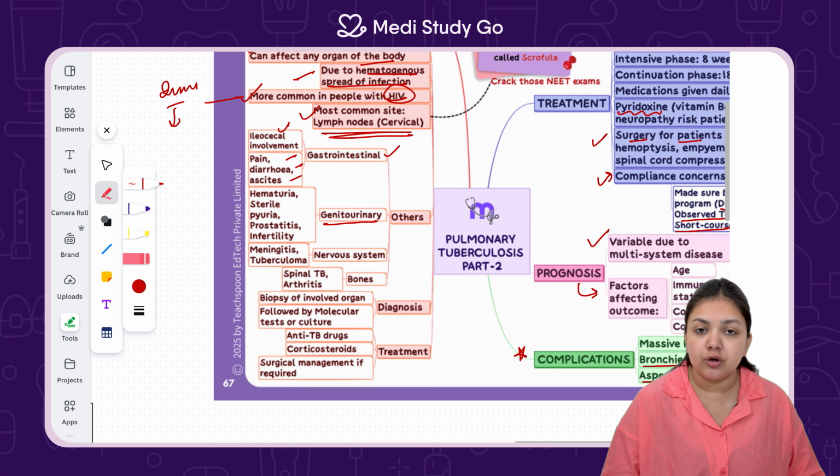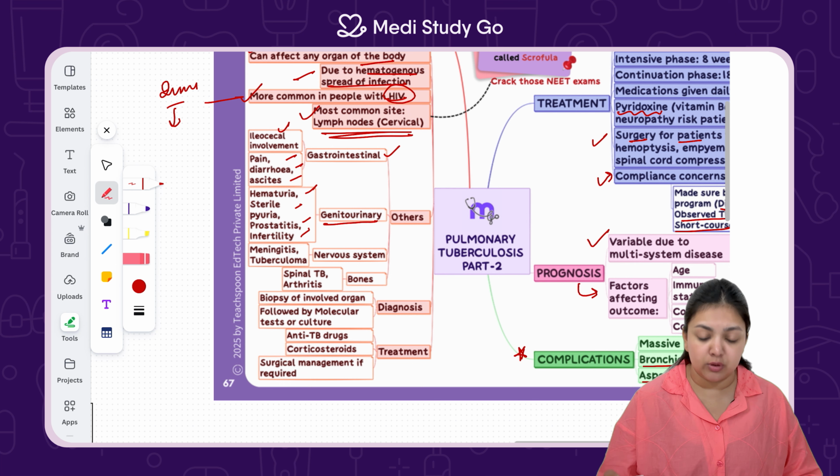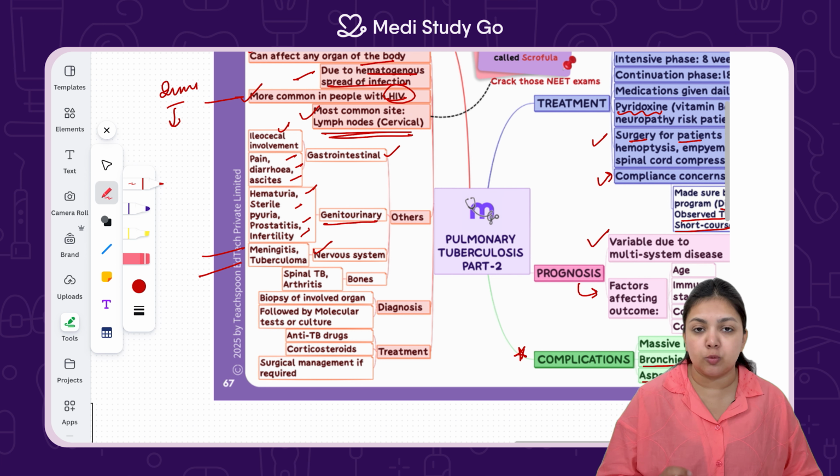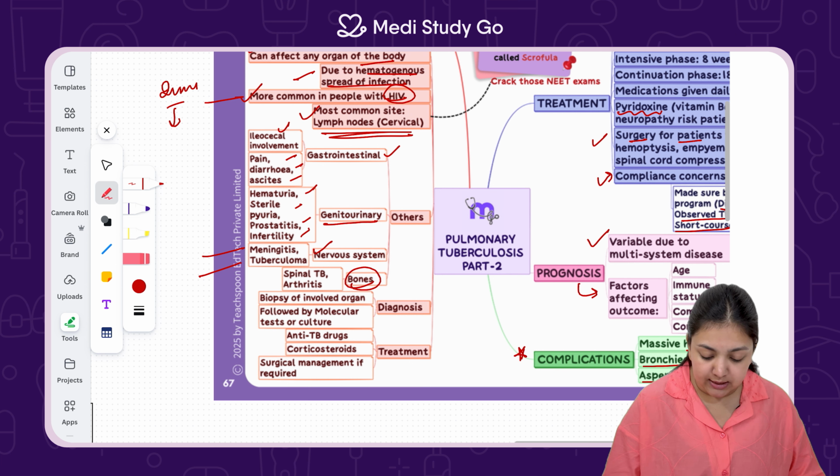Then there is genitourinary, wherein the renal system can get involved. Hematuria, sterile pyuria, prostatitis, and infertility can happen because the inflammation occurs, which leads to urine being contaminated by blood. There can be pus formation, abscess formation, and inflammation of the prostate, which can eventually lead to infertility in males. Next, nervous system being involved can lead to meningitis and tuberculoma, wherein lesions of the tubercle bacilli can be present in the brain and the spinal cord. In the bones, it can lead to spinal tuberculosis and arthritis.